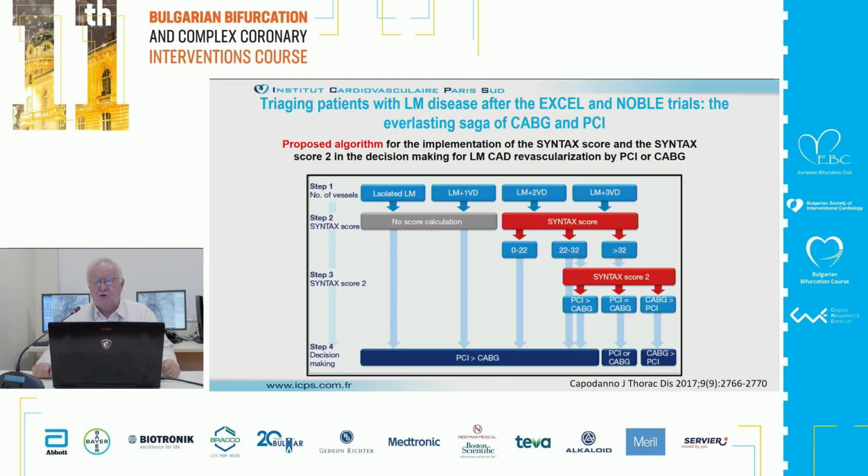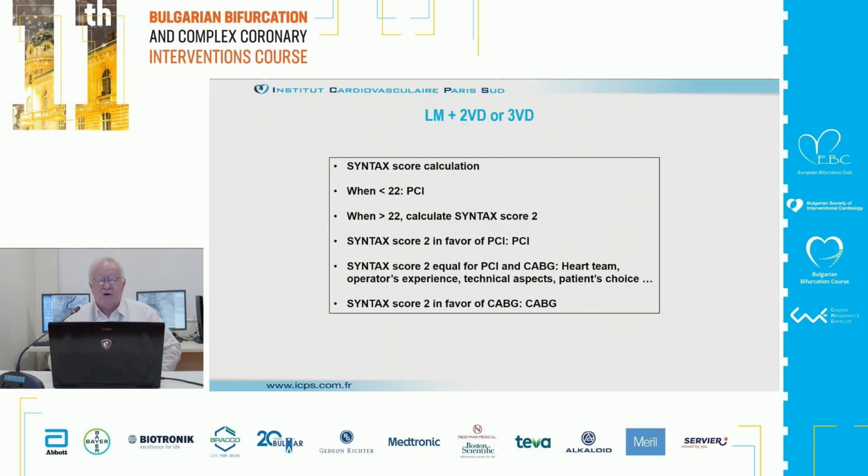When you move to more complex left main plus 2 vessel disease, left main plus 3 vessel disease, then you have to calculate the SYNTAX score. Again, if you have between 0 and 22, this is for PCI. And when you have more than 22 and even more to 32, then you have to do the SYNTAX score calculation.